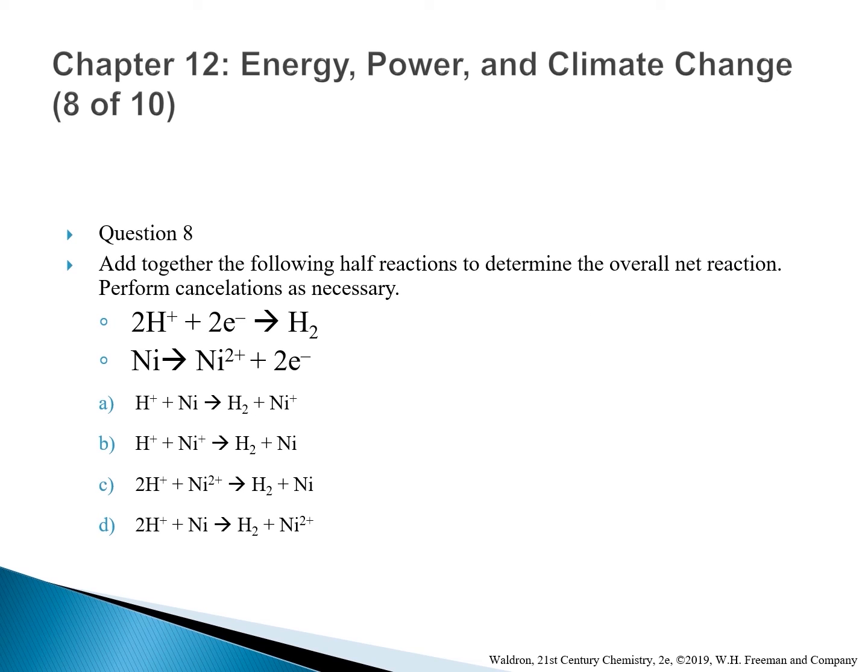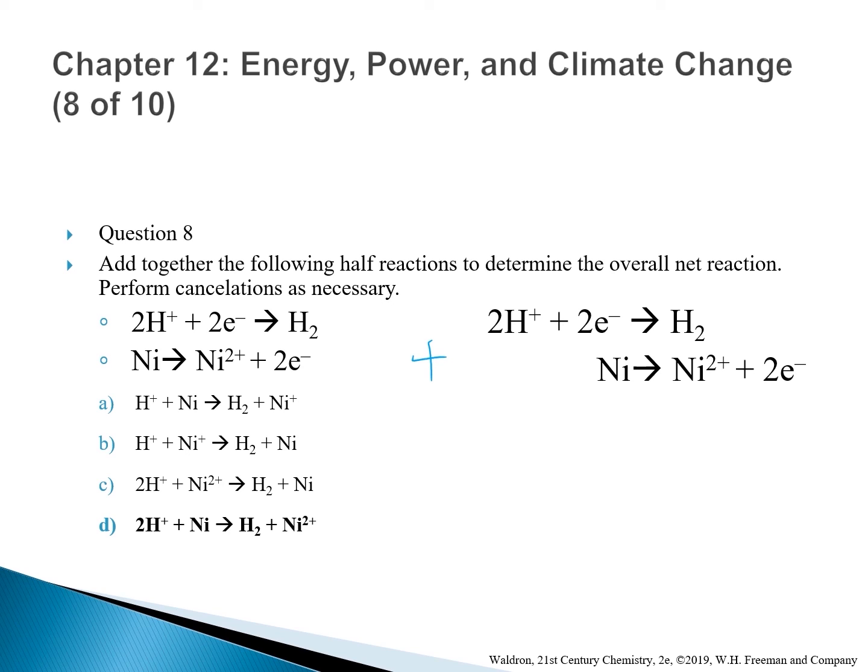Question 8. Add together the following half reactions to determine the overall net reaction. Perform cancellations as necessary. The equations are as follows. 2H+ plus 2 electrons turn into H2. Nickel turns into nickel 2+ plus 2 electrons. Choices are A, H+ plus nickel turn into H2 plus nickel+. B, H+ plus nickel+ turn into H2 plus nickel. C, 2H+ plus nickel 2+ turn into H2 plus nickel. D, 2H+ plus nickel turn into H2 plus nickel 2+. Please pause your video here. The correct answer is D.